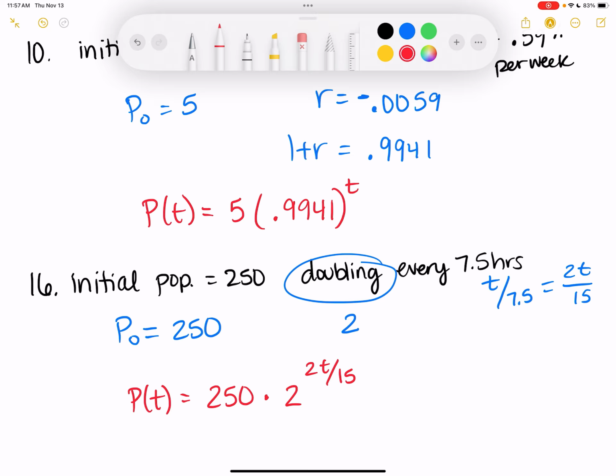So why is it not parentheses? What do you mean? Like the one before we put the 1 plus r in parentheses, and this one we didn't. I technically didn't have to do it with this one because I just have a decimal. I just did it so it looks nicer. So the 1 plus r equals 2. Yes, because technically it's doubling. 200%. So we're getting 100% every time.